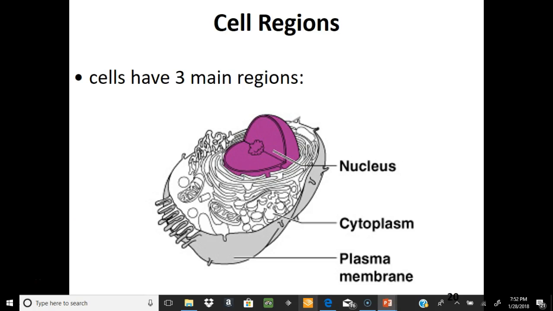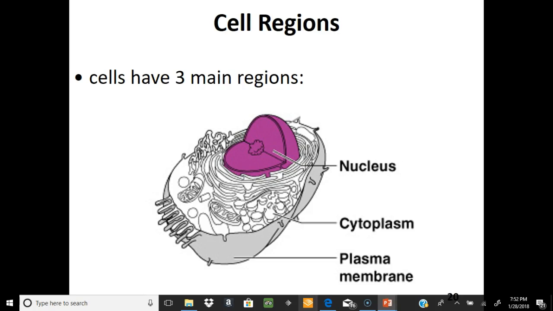So the cells have three main regions. We have the plasma membrane, which is the outer region that functions just like bacterial plasma membranes, well, like all plasma membranes. They are selectively permeable.